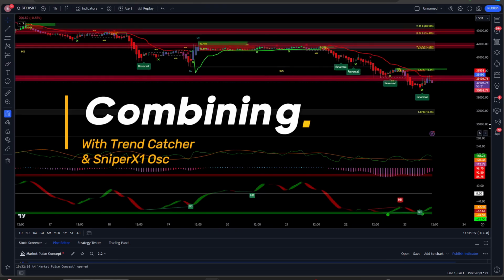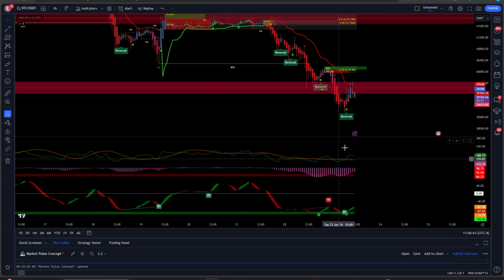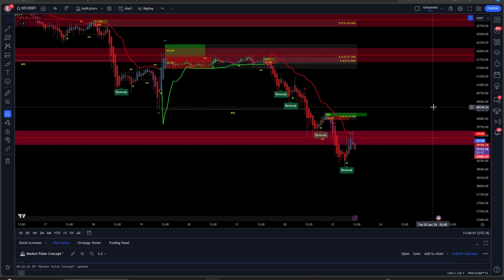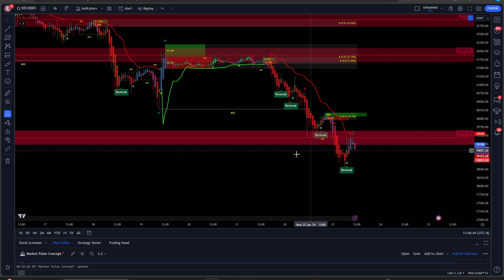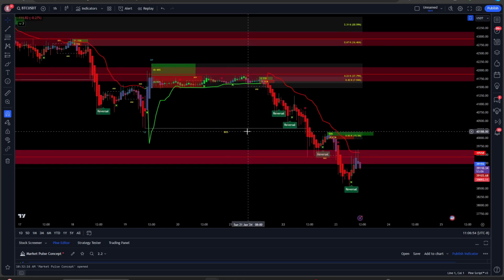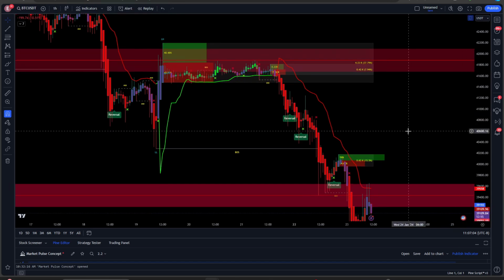When it comes to Bitcoin or any particular trading pair you're looking at, use the three ideas together. First of all, you have the trend catcher, the market pulse concept, and the Sniper X1. If you are trading Bitcoin, you should have seen this order block form on top right here. That's the first one, right? That's why price is trying to hit and got heavy rejection, but this was the big one.